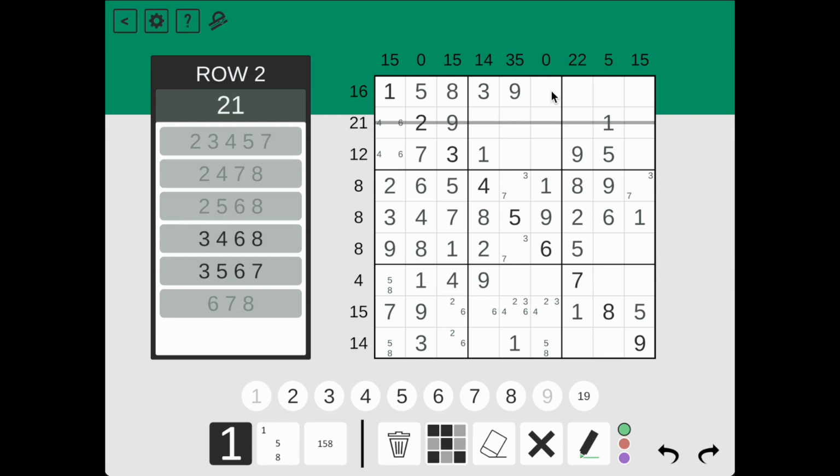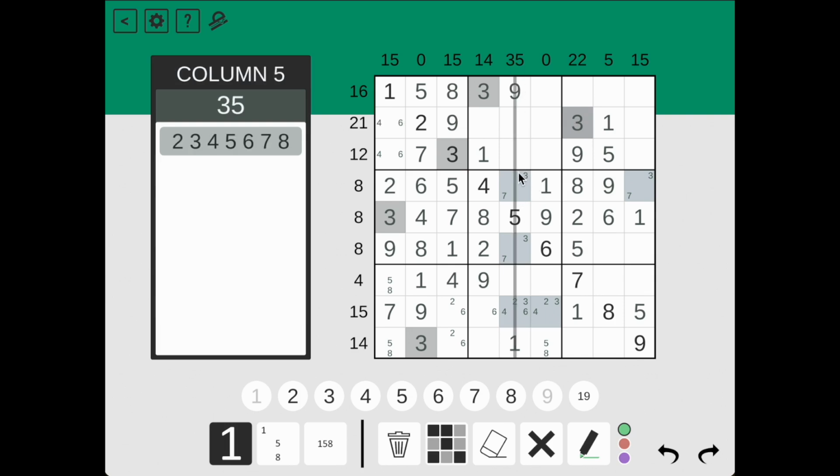Notice both of these have a 3. This square already has a 3, so this is a 3 right here. And I just noticed in this column the 3 will be in this section. So this can't be a 3, so this is a 3 here.